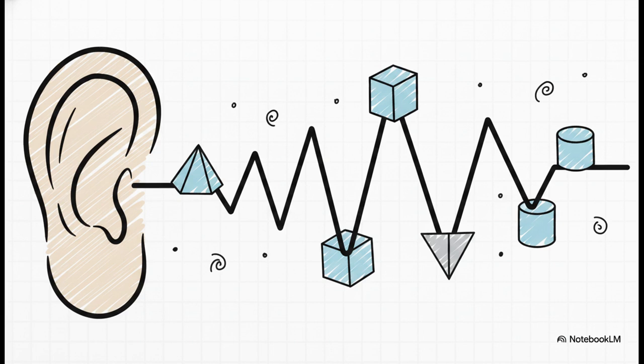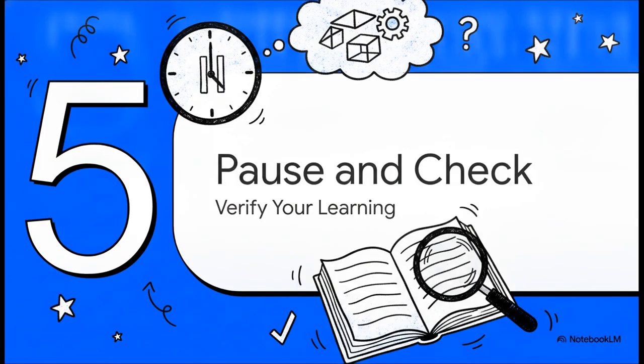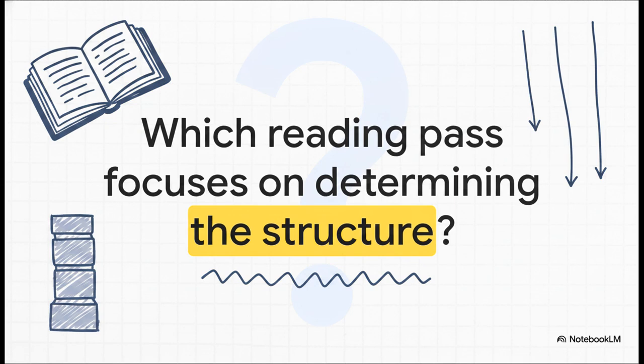Free verse is heavily structured. It's just structured by the poet's internal ear, rather than an external set of rigid rules. Section 5. Pause and check. Verify your learning. Let's just pause for a second and apply what we've been talking about. This is how we make sure these concepts are really sticking.